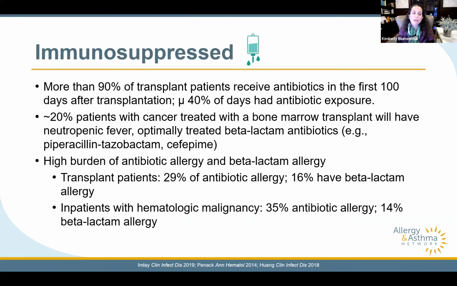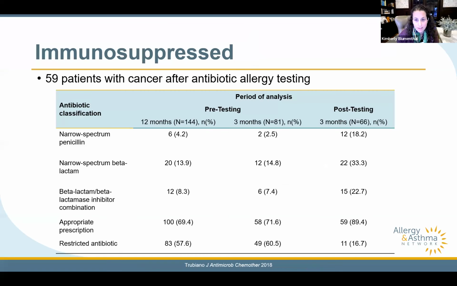All right, and then to move to immunosuppressed populations, it's clear that these people are going to use antibiotics. And so a mean of 40% of days after bone marrow transplant have antibiotic exposure. There are things like neutropenic fever. There's a high burden of antibiotic allergy and beta-lactam allergy in all of these patients. So studies have shown that we should really be proactively assessing immunosuppressed patients.